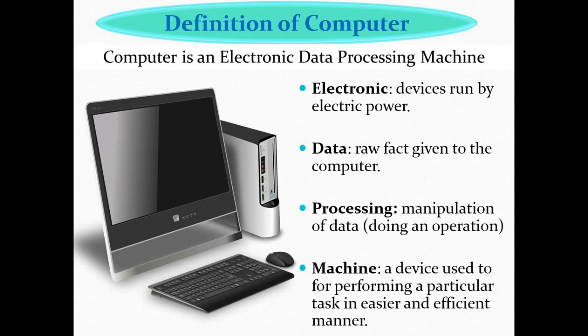We can say computer is an electronic data processing machine. We say it is electronic because it works with the help of electricity. Data processing, that is the most important term in the definition of computer, because it takes the data and instruction from the user, performs the operation and gives out the result. And machine, because it's a device which is used for performing a task in an easy and efficient manner.